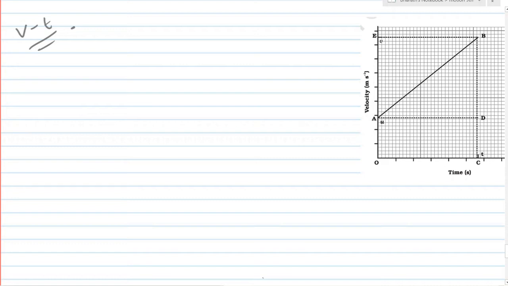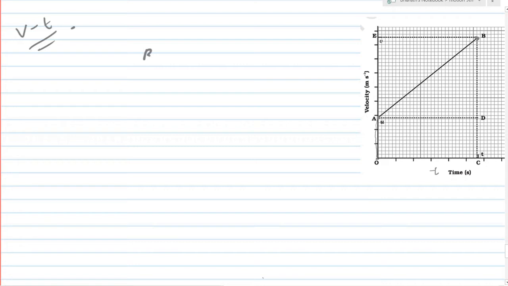For example, here OA, this was nothing but the initial velocity written as U. And OE is nothing but the final velocity written as V. And OC is the total time taken to change the velocity from U to V. So now that we know what these portions of the line mean, let us move ahead and try to derive it.